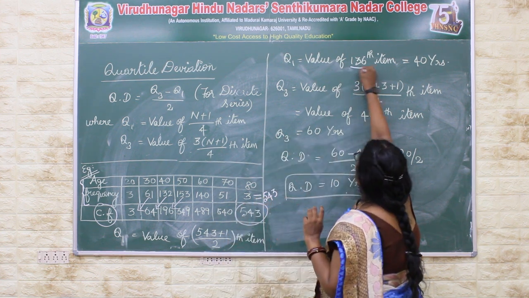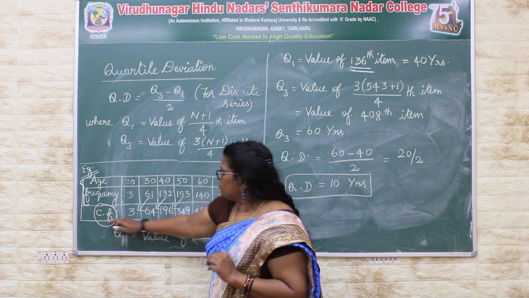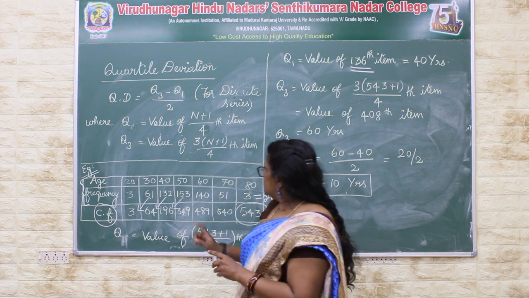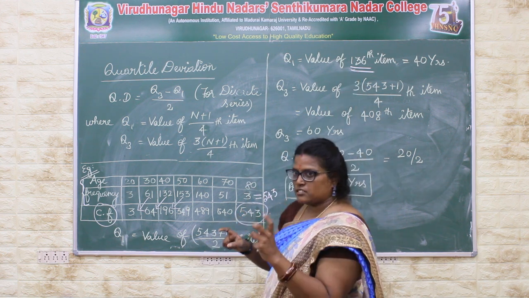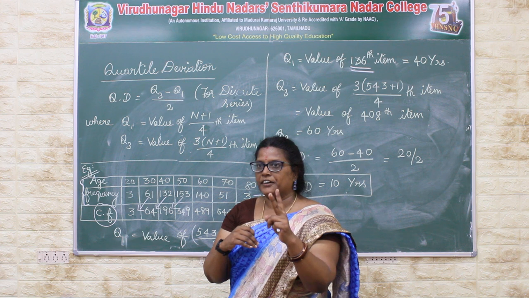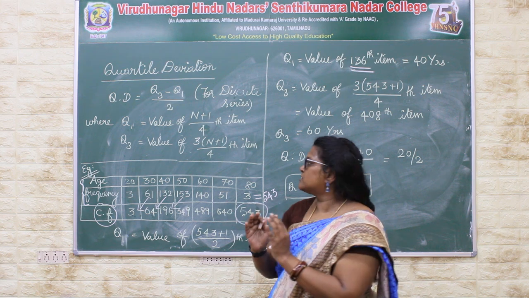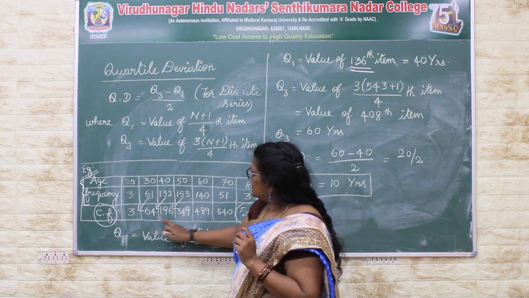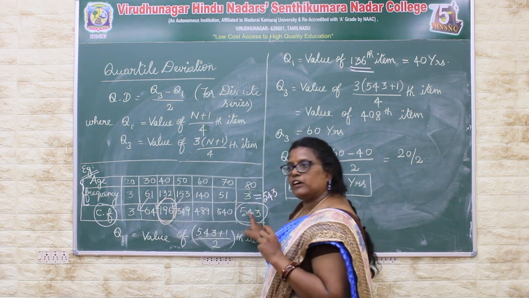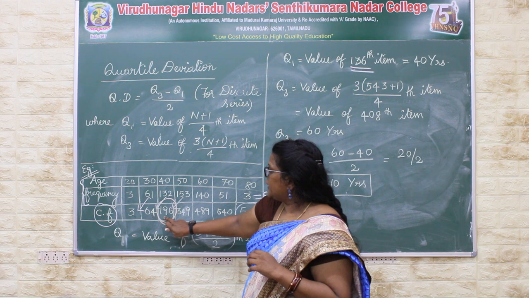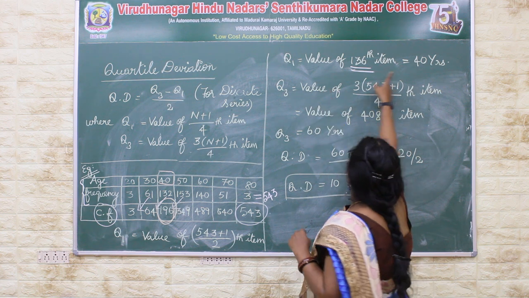So now we have 136. We match 136 with the cumulative frequency. We look for the nearest value that is equal to or greater than 136, and that value in the CF is 196. The age corresponding to 196 is 40. So the Q1 value is 40 years.